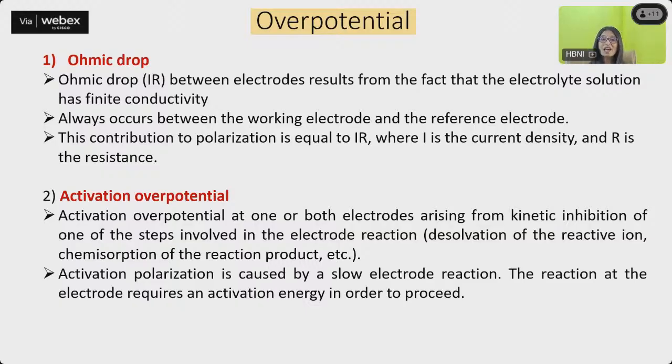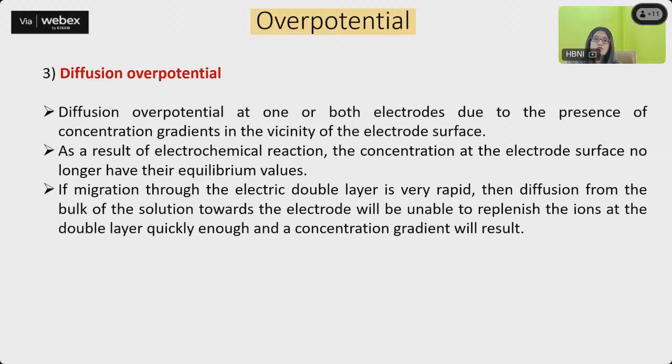Then you have something known as the activation overpotential. Why? Because this happens in one or both electrodes because there is a kinetic inhibition of one of the steps involved in the electrode reaction. Maybe dissolution of the reactive ion or chemisorption of the reaction product. If you remember the previous slide, there were many processes happening. If any one of the processes is a little bit inhibited, then you will find this activation overpotential. This activation polarization occurs because there's a slow electrode reaction, and the reaction at the electrode requires an activation energy in order to proceed, and that is why it is known as an activation overpotential.